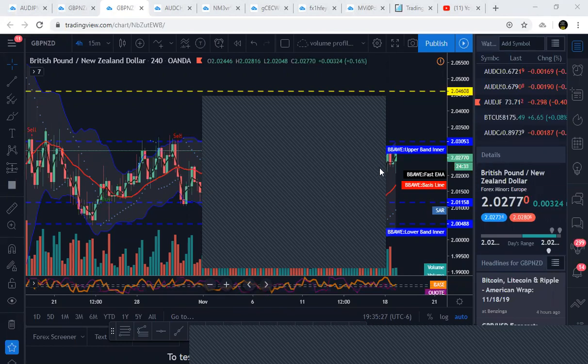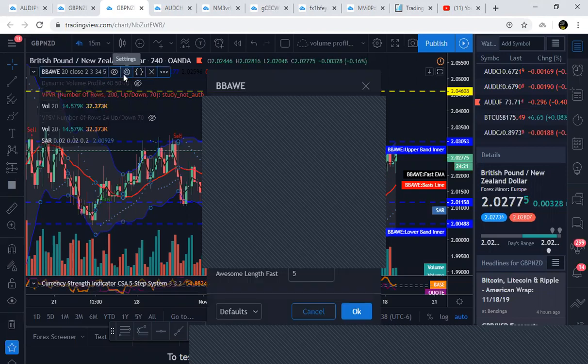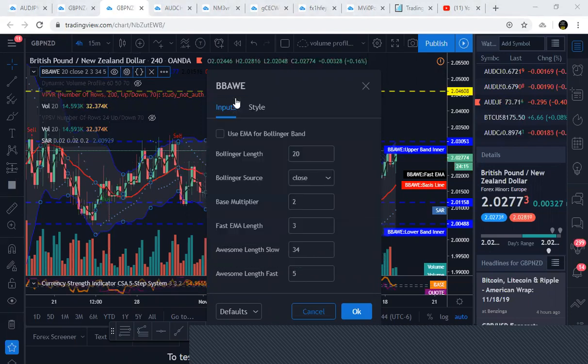Can you show the settings on those on both Bollinger Bands on the TradingView? Yes, sir. I think I do have a little different setup here, and I also have SAR on there. And this Bollinger Band, if you guys want to take advantage of that, it's going to be Bollinger Band Awesome. These are the settings for it.